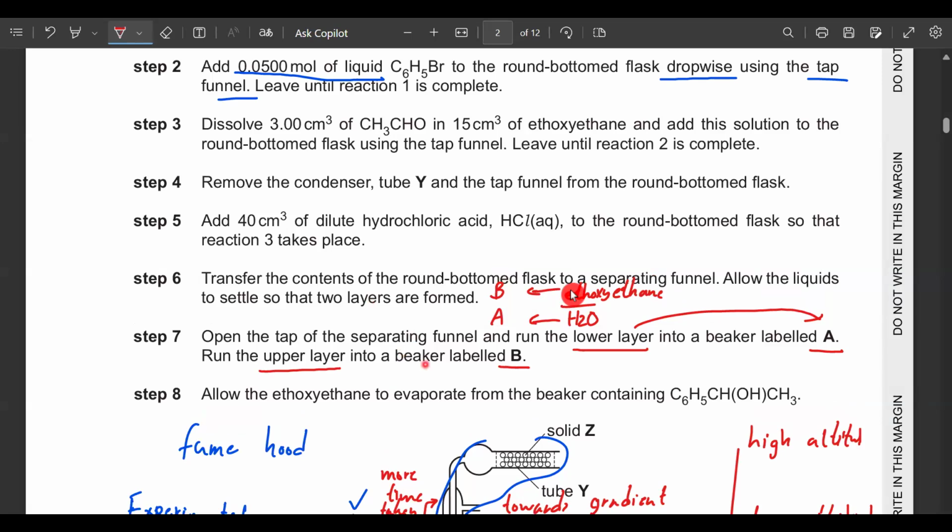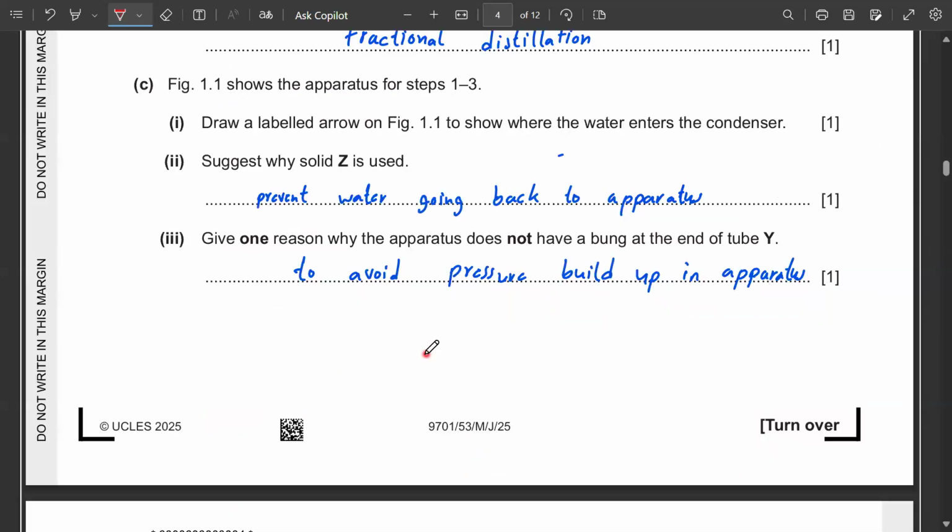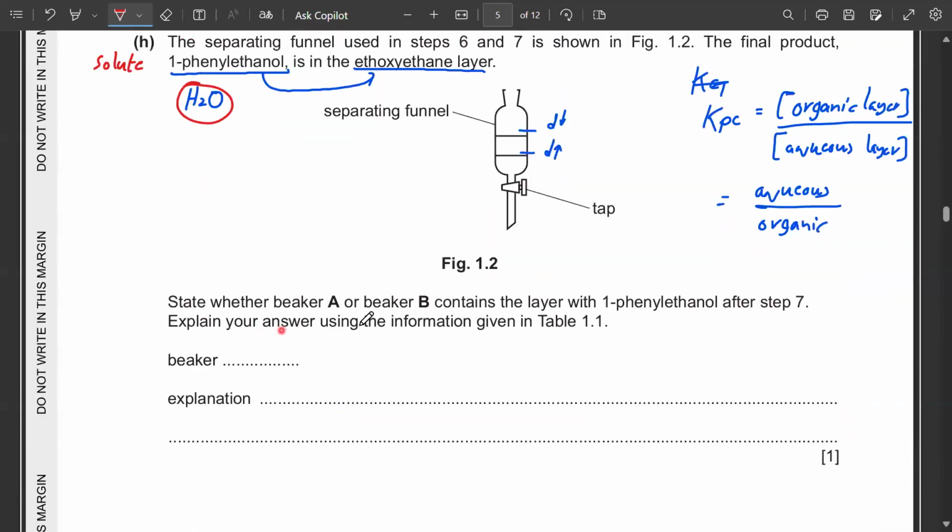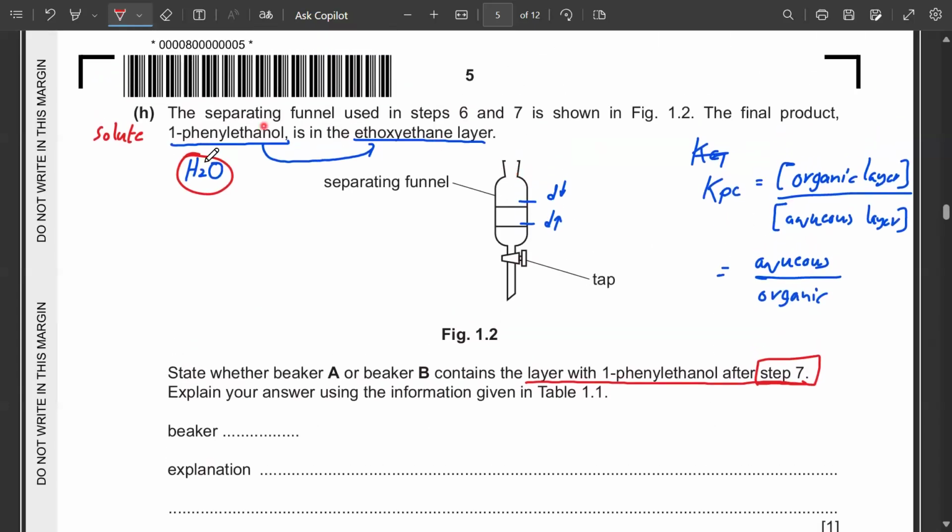Now coming to the question, what they ask you: you have to tell which beaker contains a layer with 1-phenylethanol after step 7. So after step 7, the final product, which is phenylethanol, was in the ethoxyethane layer only, not in the H2O. I would make a simple diagram, H2O in the lower layer and the ethoxyethane in the upper layer.